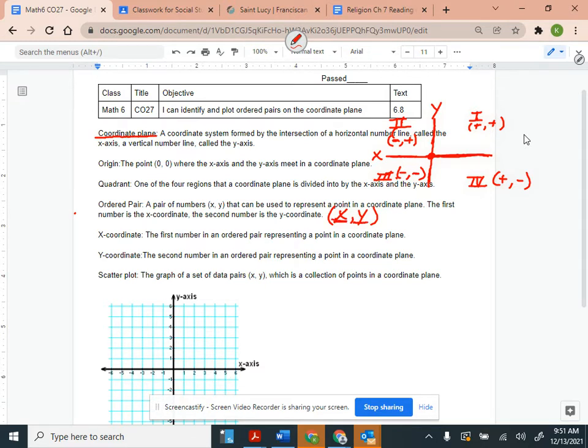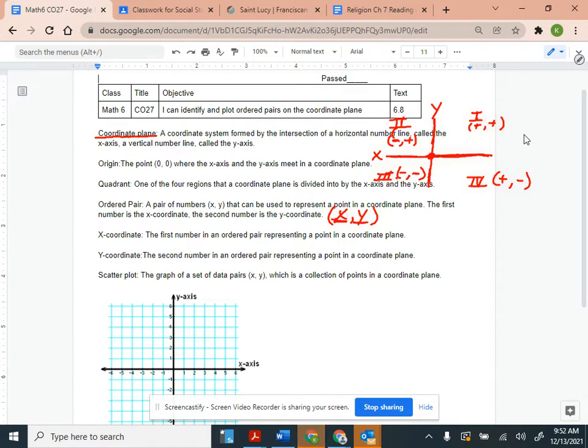The X coordinate is the first number in an ordered pair representing the point on the coordinate plane. The Y coordinate is the second number in an ordered pair representing a point on the coordinate plane. And then a scatter plot is the graph of a set of data pairs, X, Y, which is a collection of points in the coordinate plane. We're not going to hit on that as much because right now we're more focused on being able to plot all of our points and graphing them. So those are all of those key terms.